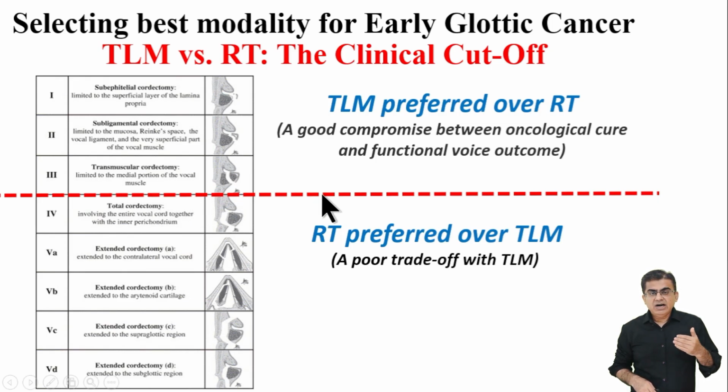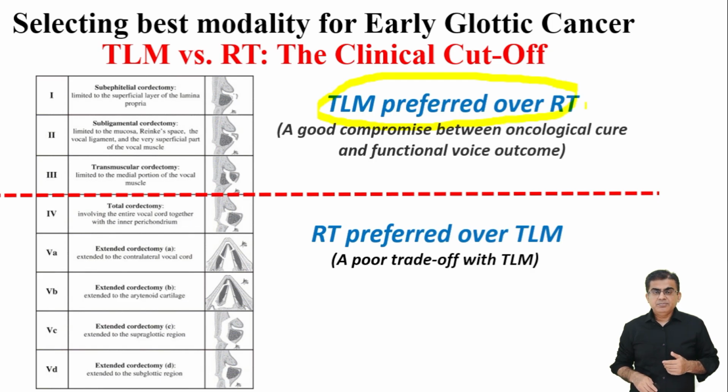First, look at the top half of the table. For type 1, type 2 and type 3 cordectomies, transoral laser microsurgery is generally our preferred primary treatment. Because we are safely preserving enough of the deep muscular tissue, the laser offers a fantastic balance. It gives the patient a single-day cure while maintaining a highly acceptable voice.